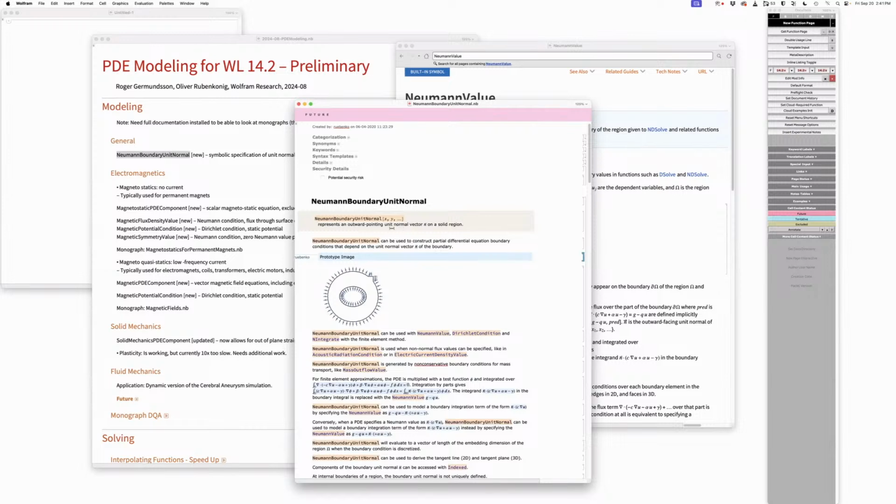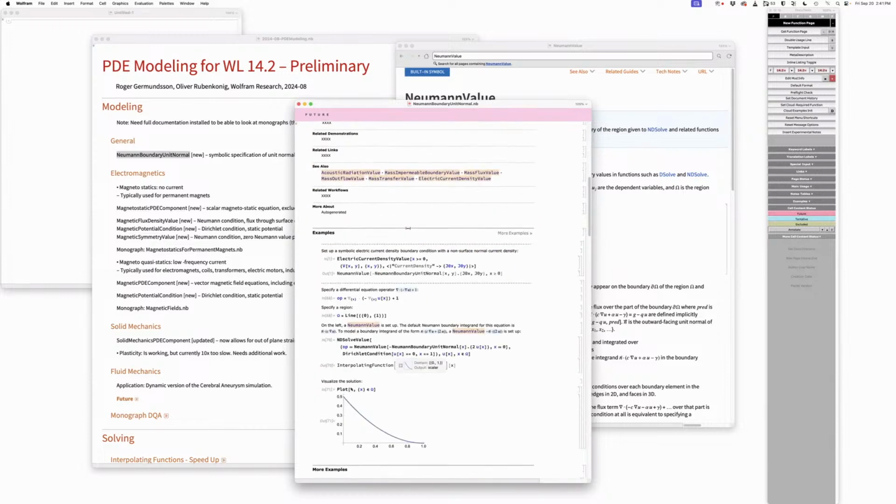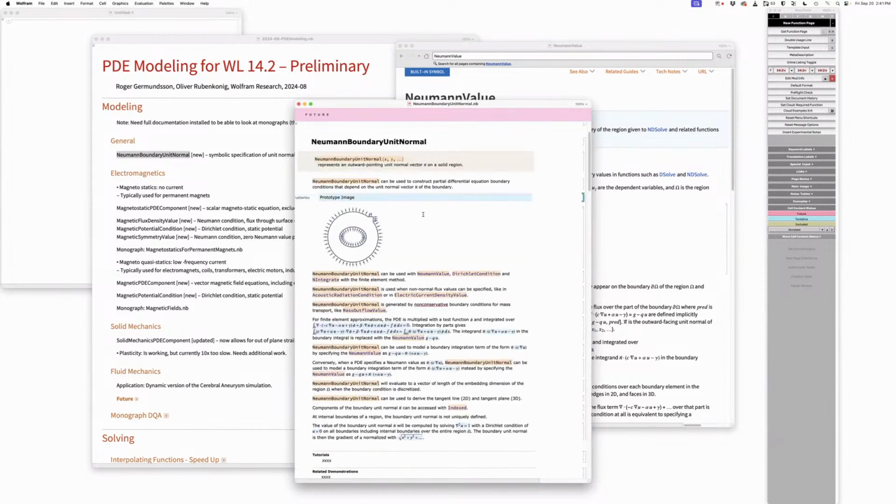Okay, but n now represents an outward pointing unit normal. But where is that unit normal? Let me look at the example. I mean, it gets computed all over the surface. Oh, I see. This is the unit normal at the point x, y. Yeah, exactly. But why doesn't it say that? Okay, it needs to say that. Otherwise, it's completely incomprehensible. Outward pointing unit normal vector.